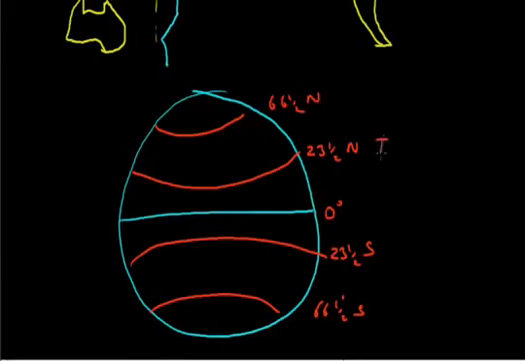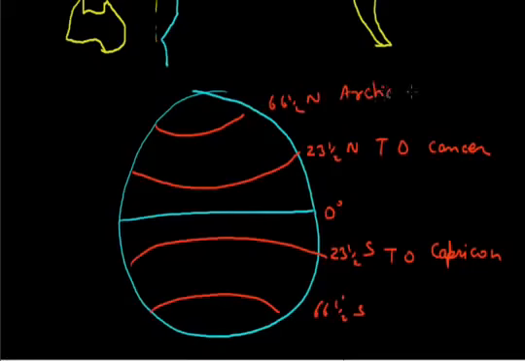This one is called the Tropic of Cancer. This one is called the Tropic of Capricorn in the southern hemisphere. This one is called the Arctic Circle, because here is the Arctic Ocean. Here is the Antarctica continent, so this one is called the Antarctic Circle.